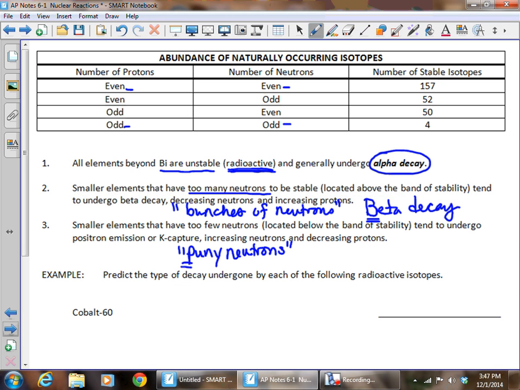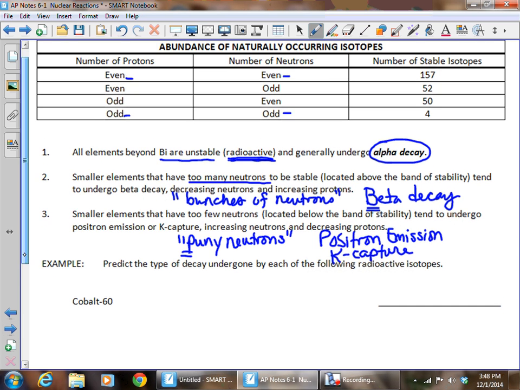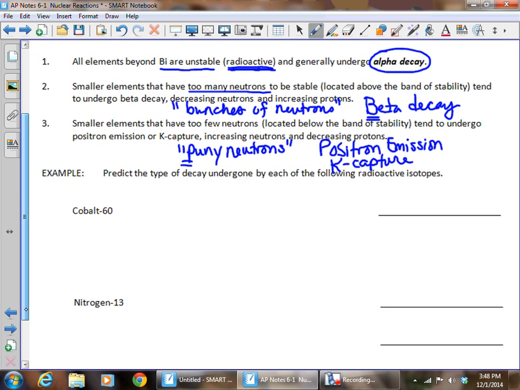Puny neutrons is going to give me positron emission. And if you'll remember back when we were talking about it earlier, we get an equivalent result from positron emission as we do from K capture. And if they ask us about this one, just pick one. It doesn't really matter. Either positron emission or K capture will work to help fix a situation where we don't have enough neutrons.